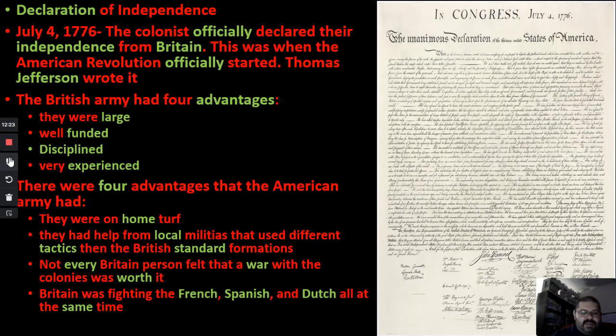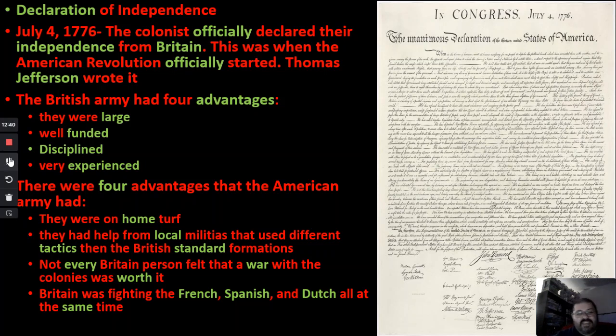Okay. Another big thing that helped out the Americans was that not every British person supported the war. They felt it wasn't worth it. So again, that Thomas Paine book, Common Sense, was one of the things that helped the Americans.